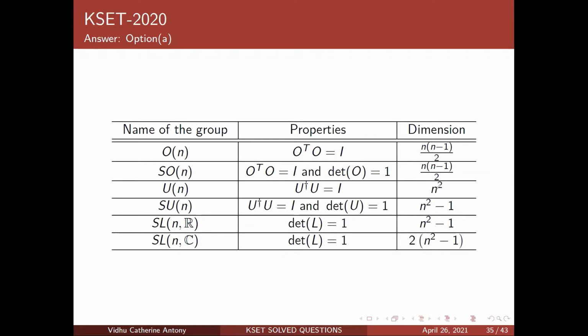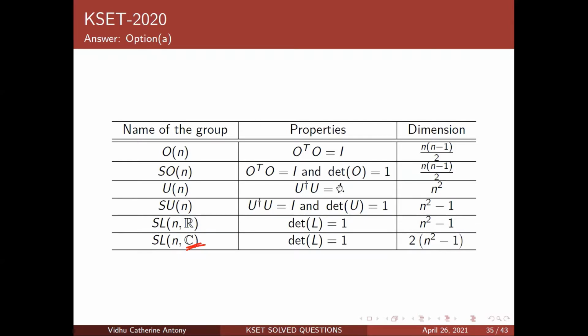Then you have the unitary group, that is n squared, special unitary, n squared minus 1. And then you have special linear, you have n squared minus 1. Again, this is for complex. So that's why you have the two things there, because you have two real numbers in a complex number. One is x, one is y, both of them are real, and you have the complex part i separately written out. Okay, so you have 2 into n squared minus 1. So now you know this in your head.